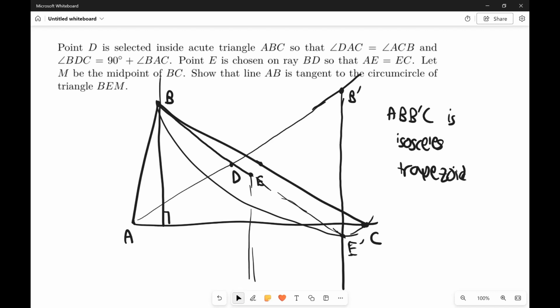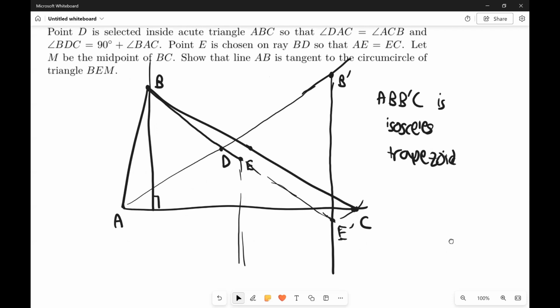So it definitely appears that this point B prime will be useful. Let's see what we can do. We now go back to the main problem at hand. We want to show that AB is tangent to the circumcircle of triangle BE prime C. So given this, we might want to use a tangency condition.